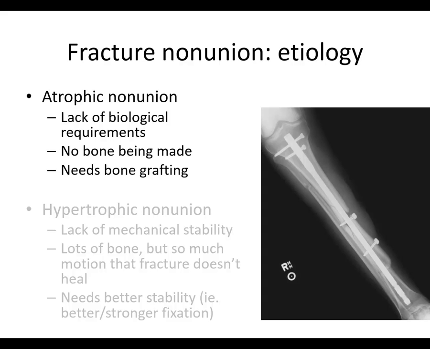So an atrophic nonunion, these are some terms you should be familiar with, is when you have a lack of any of those things, for instance, lack of the biologic requirements. Okay, so just not making bone because you don't have cells, you don't have extracellular matrix, you don't have blood supply, or a combination of those things. And it needs what's called bone grafting.